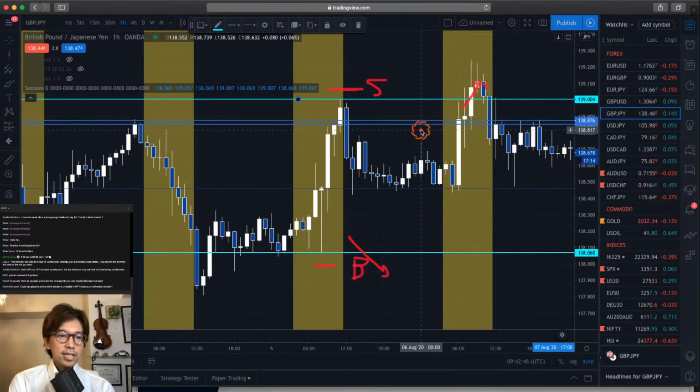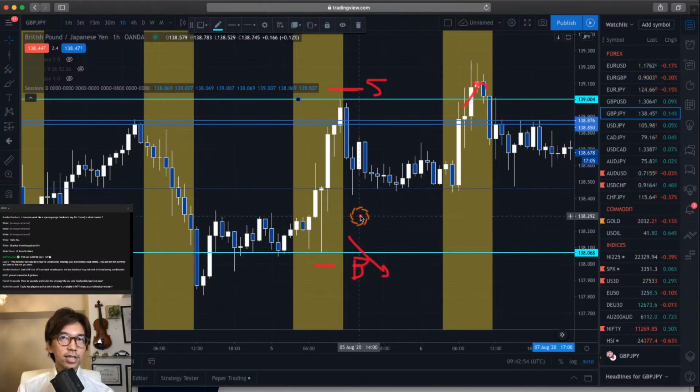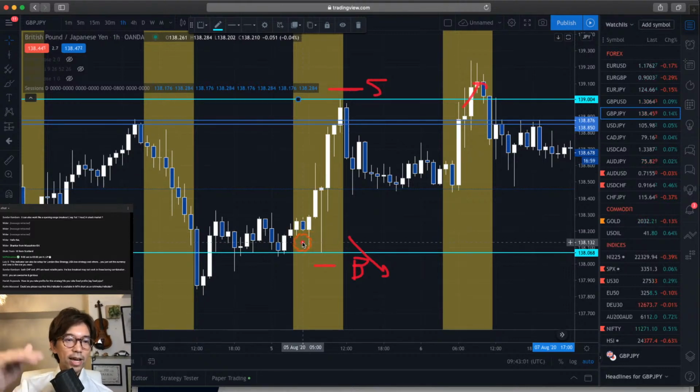And I think this is a tendency of Asian market, because at least in Japan, lots of traders are contrarian traders. So we tend to go against the trend. So when it goes down, they tend to buy. When it goes up, they tend to sell.